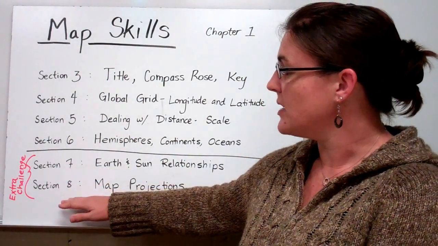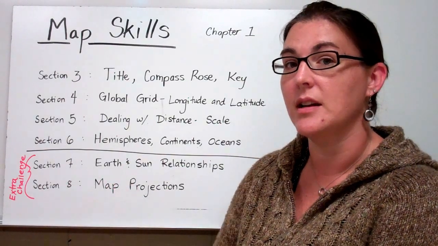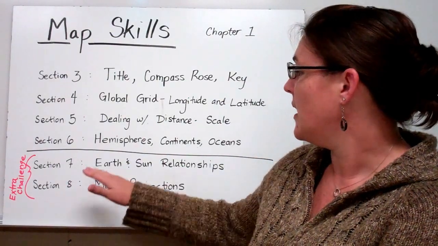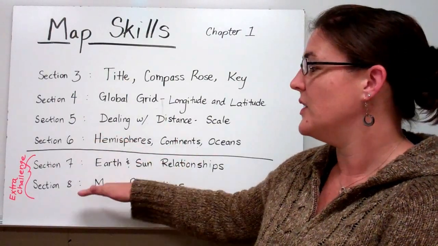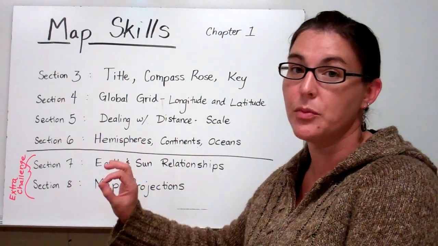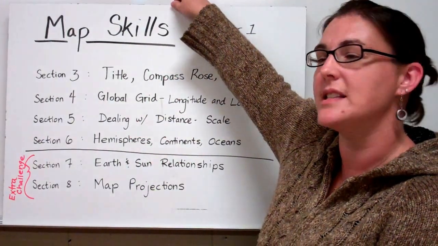Sections 7 and 8 in your textbook are what I would consider an extra challenge. You're going to be talking about this later on in 8th grade Earth Science. But this is the Earth and Sun relationship and map projections. And again, this information will be covered briefly in our unit, but it won't be a major focus. I'll tell you exactly what you need to know.